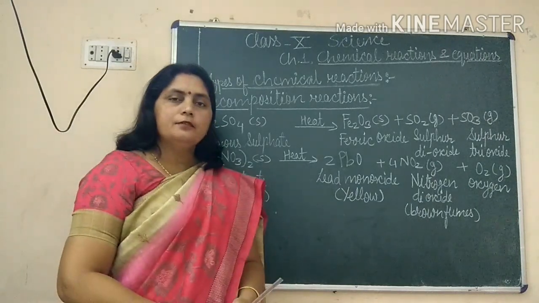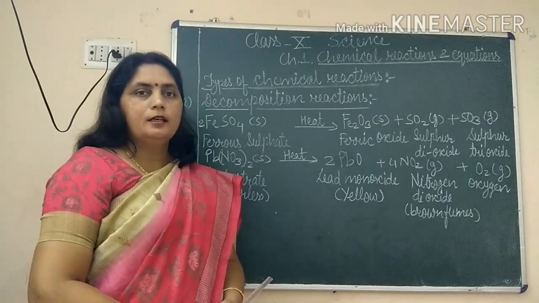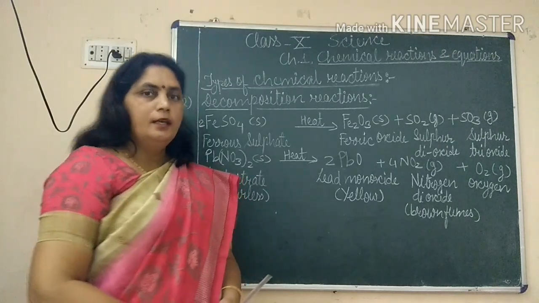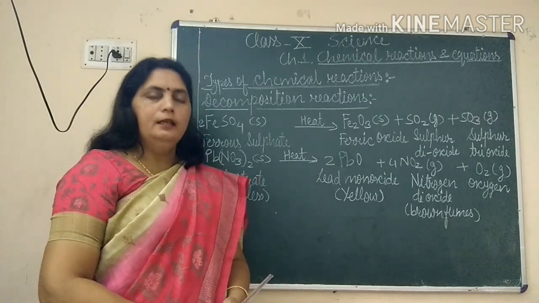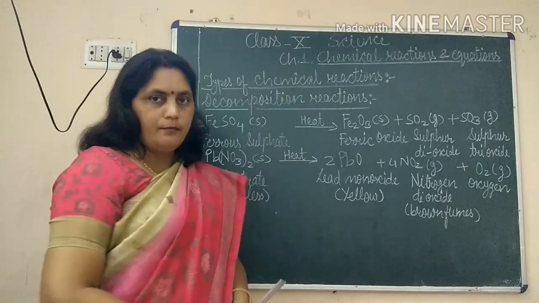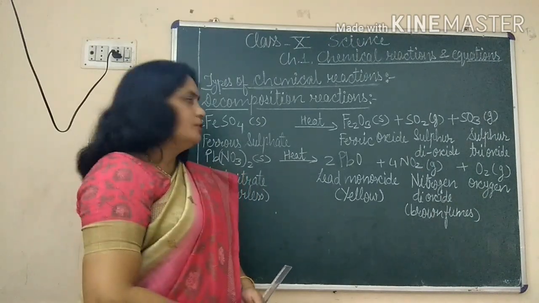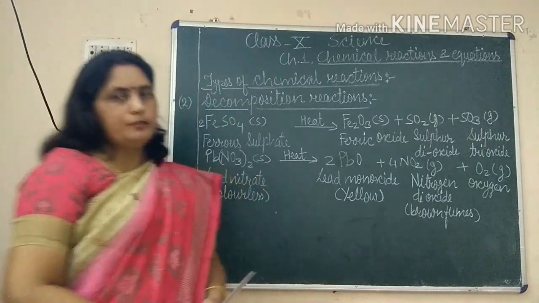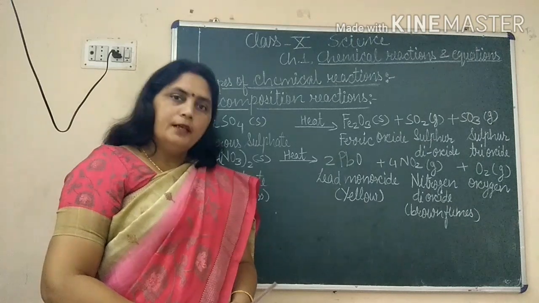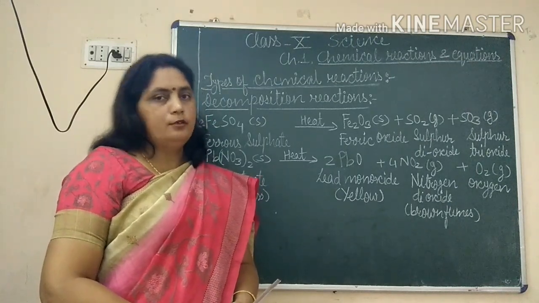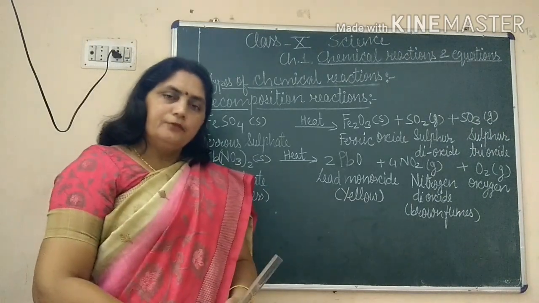In my last video, we were talking about the types of chemical reactions, in which number 1, combination reaction, we have already discussed. And we were talking about the second one, the decomposition reactions. In decomposition reaction, I had told you the definition. Decomposition reactions are just opposite to combination reactions. In decomposition reactions, one compound breaks down into two or more compounds. And we had taken a few examples.